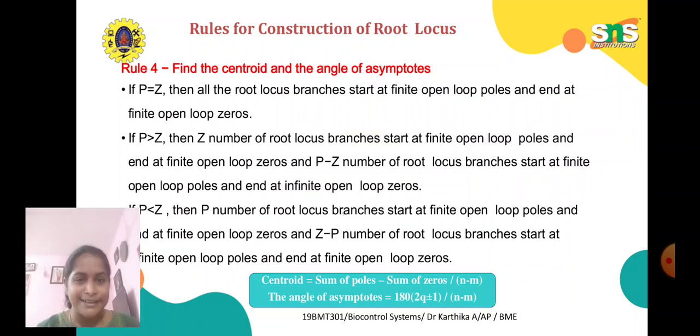Actually, the centroid is denoted as the sum of poles minus the sum of zeros divided by n minus m. And the angle of asymptotes is equal to 180 multiplied by 2q plus or minus 1, divided by n minus m. Here the conditions are p equal to z, p greater than z, and p less than z.